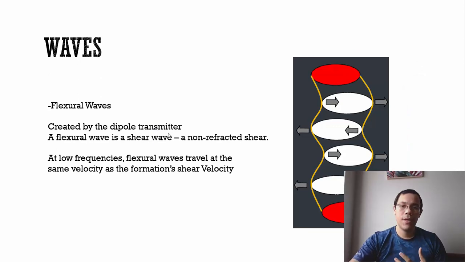In the case of a flexural wave, they will move like that because they're created by a dipole transmitter. So it will move in one direction and into the other, like you can see here in the image. And in this case, for a flexural wave, the frequency is what is most important, because at low frequency, flexural waves travel at the same velocity as the formation's shear velocity.